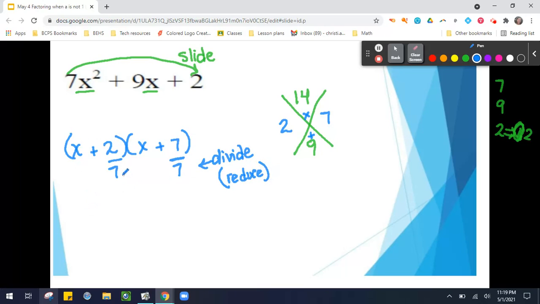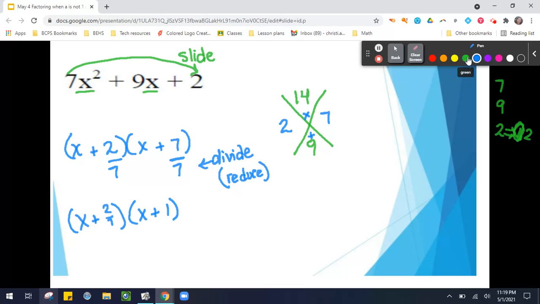So 2 divided by 7 comes out to a decimal, and it cannot reduce any lower, so I'm going to keep it for now. But 7 divided by 7 equals 1. So that comes out to a nice whole number.